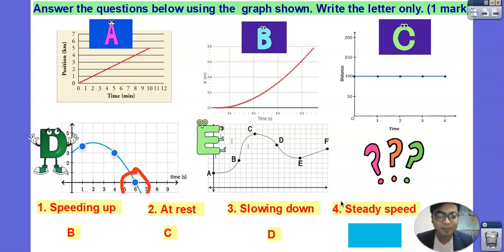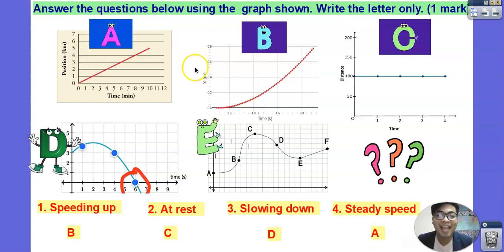Question number 4. Which of the 5 graphs here shows steady speed? Think. Let's take a look. The correct answer is letter A. So I want you to take a look with the trends here of the graph.